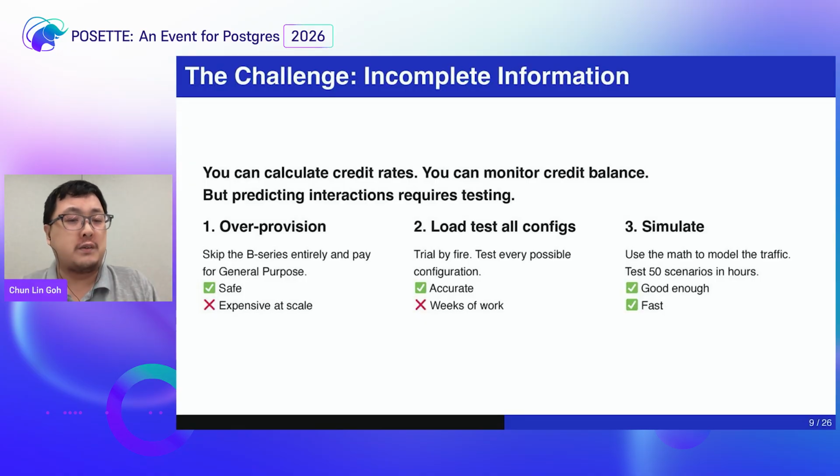So there are a few solutions to this. One is, of course, to over-provision. You just don't use B-series entirely, and you just pay for the normal, general purpose instance. Well, it works. Actually, it's a very safe option. But when your business scales up, then it will be very expensive.